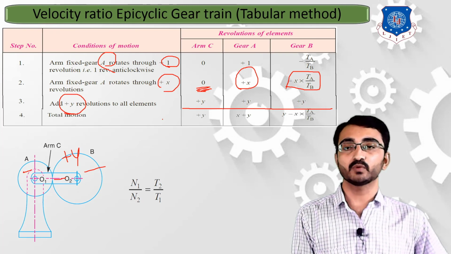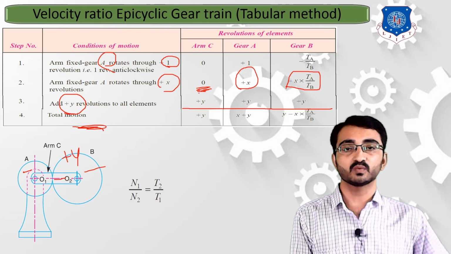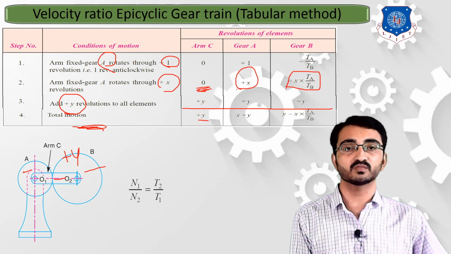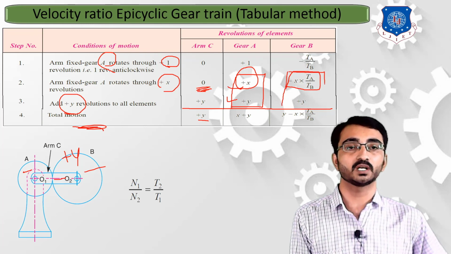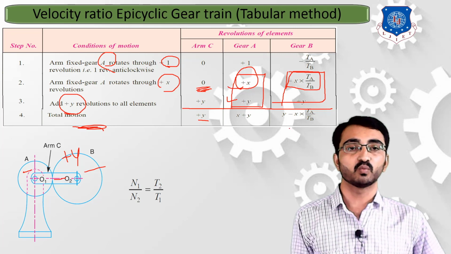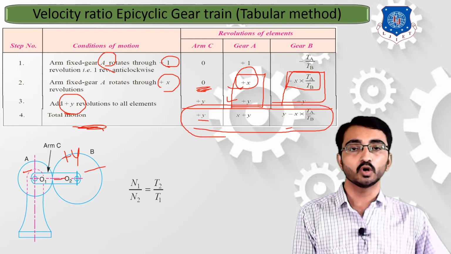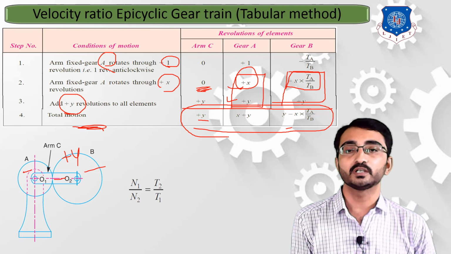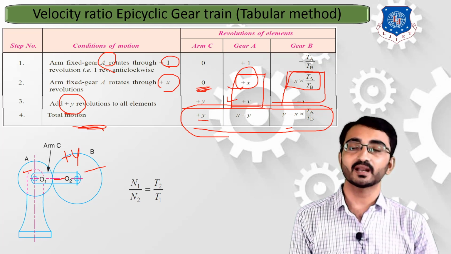So we have final equation, that is total motion of these all components will be +y, 0 + y, that will give us +y. Similarly x rotation plus y rotation, so x plus y, that is the combination of these two terms, and over here combination of these two terms will give us the equation y minus x TA upon TB. Okay, so in this way, by using this final row of this table, we can evaluate values of speed for gear A, gear B as well as for arm C.